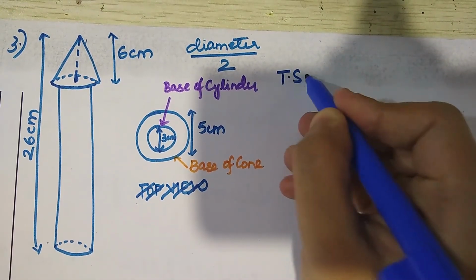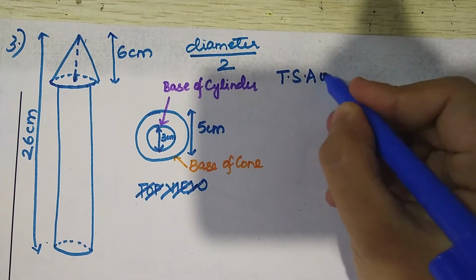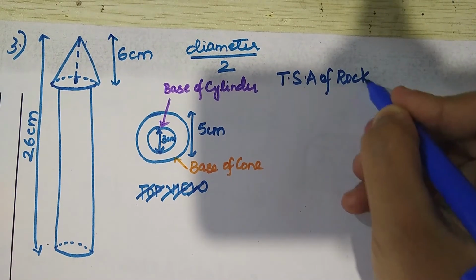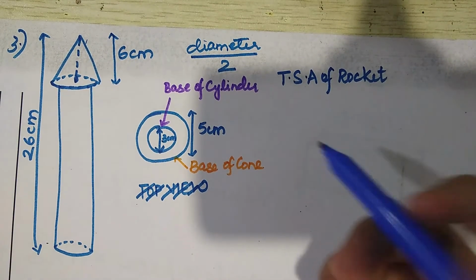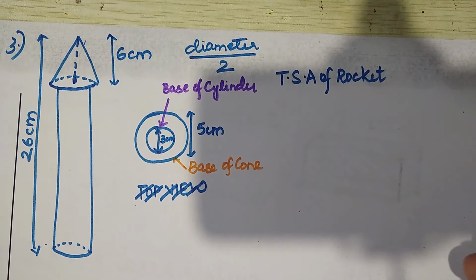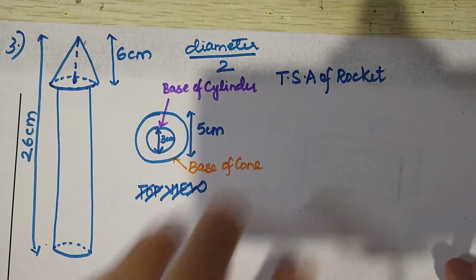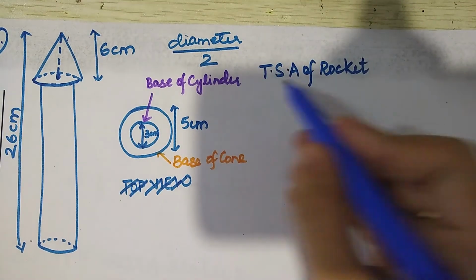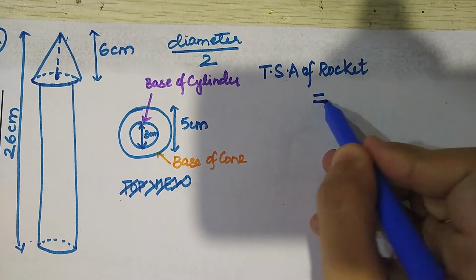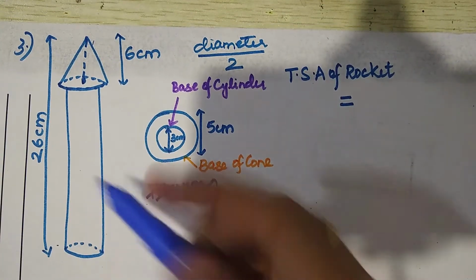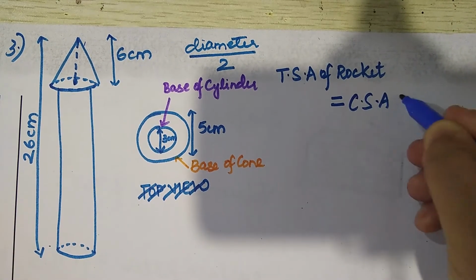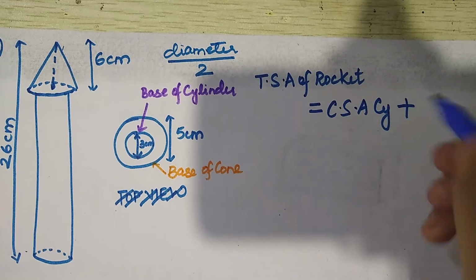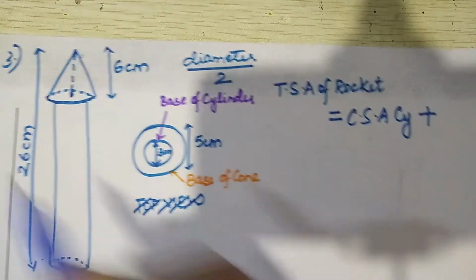So for the total surface area of the rocket, you have to be very specific about the total surface area of the rocket, because it can be total surface area of cube and cuboid also, because cube and cuboid do not have a curved surface. So you have to be very careful while mentioning all of these things. So to find the total surface area of the rocket, what do you need? The curved surface area of the cylinder, of course, plus curved surface area of the cone.